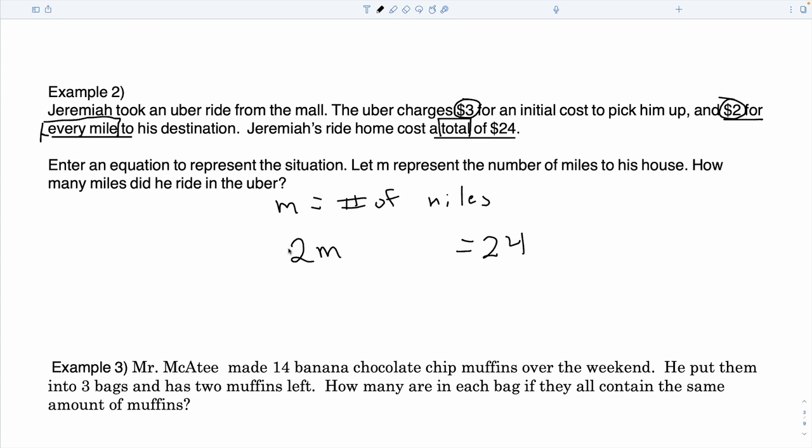So we're going to attach the 2 with the M. That's repeating. The thing that's not repeating is the $3. That's just one time. You're not going to give the driver $3 every time you go a mile. That's just the first time you get in the car. It's $3 to start out your ride. There is your equation, and let's solve for M.